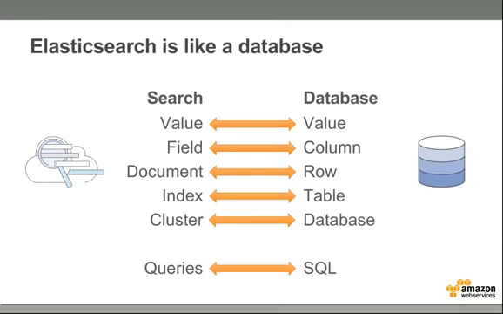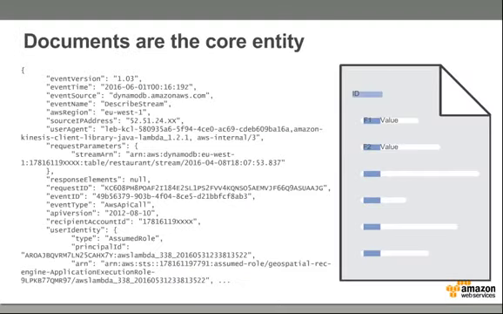cluster. The query methodology is a little bit different. In a database, we use SQL, where in a search engine, we have search queries that are formatted either as JSON or there's a simpler version in Elasticsearch that you can use as well. So the document is the core entity, and just looking back at that CloudTrail example, again, we have a number of fields here, like event version, event time, event source, etc. These are all put together into a single document that gets sent into the search engine.